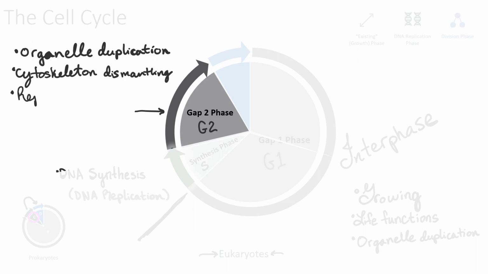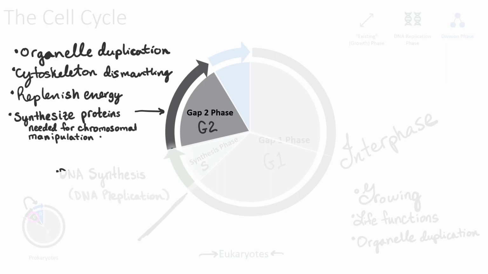division phase. The cell also replenishes its energy stores to synthesize proteins necessary for the chromosome manipulation and movement that will occur when the cell divides. And there may also be some additional cell growth during G2. But basically, G2 is used to ensure that the cell is fully prepared to enter its cell division phase.